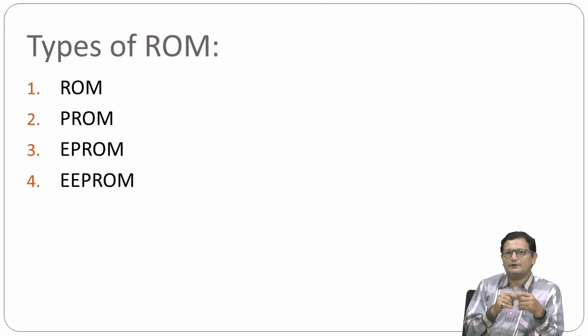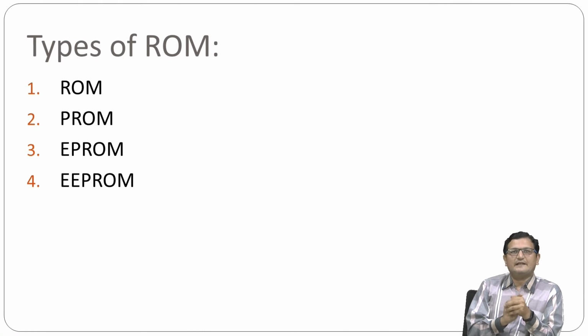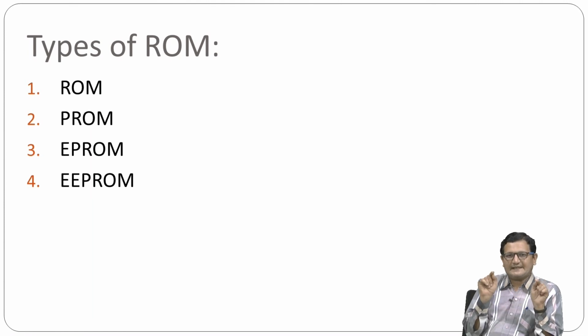But suppose you want to erase a particular segment of the chip, then we need to use EEPROM, which stands for electrically erasable programmable read-only memory. Here you can select a designated portion of the ROM, erase that particular content, and rewrite that portion. It will not affect the other parts of the ROM. You can select a particular part, erase the content and rewrite it, and the rest of the content will remain as it is in this chip.